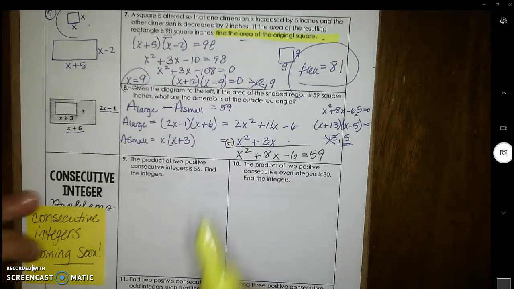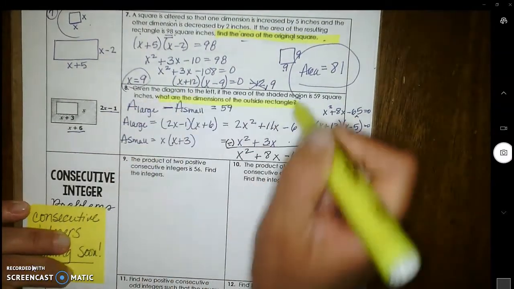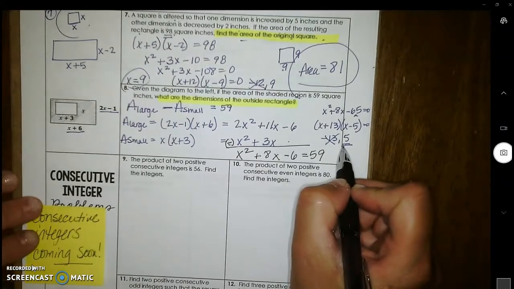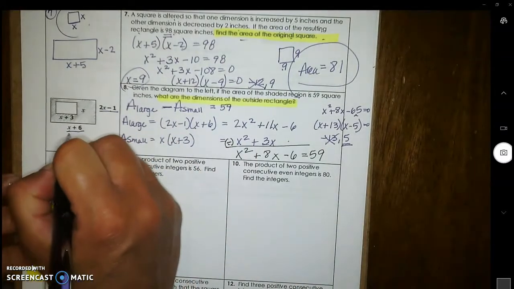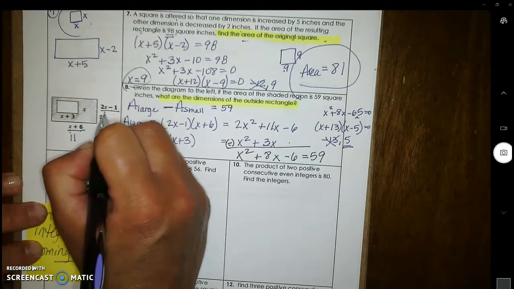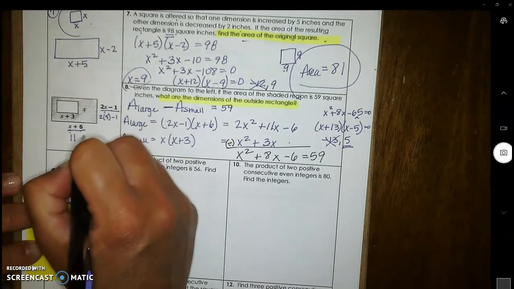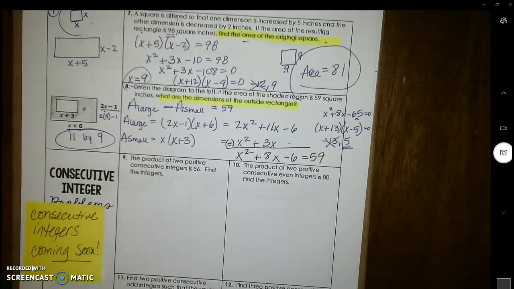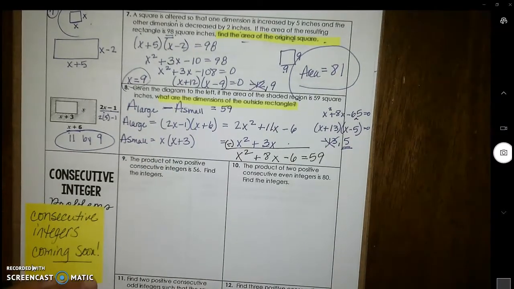Let's go double check the question one more time. What are the dimensions of the outside rectangle? I'm going to use a 5. And so I'm going to get 5 plus 6, which is an 11. Put a 5 here. 2 times 5 minus 1, that's a 9. So the dimensions of my outside rectangle are 11 by 9.